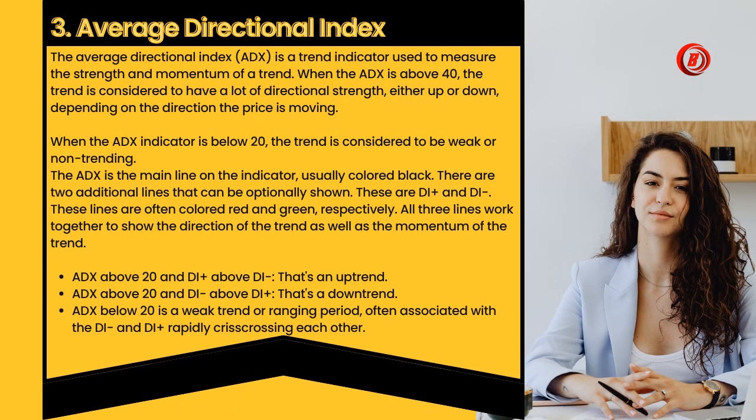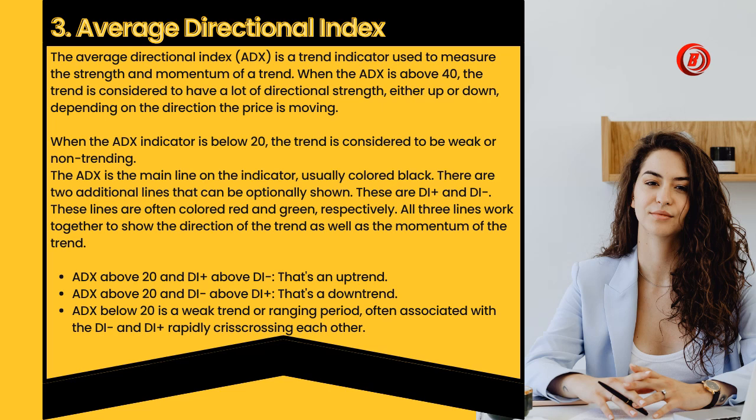3. Average Directional Index. The Average Directional Index, ADX, is a trend indicator used to measure the strength and momentum of a trend. When the ADX is above 40, the trend is considered to have a lot of directional strength, either up or down, depending on the direction the price is moving.